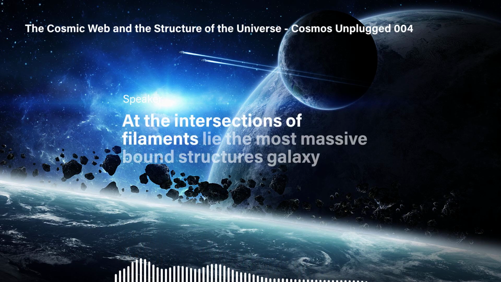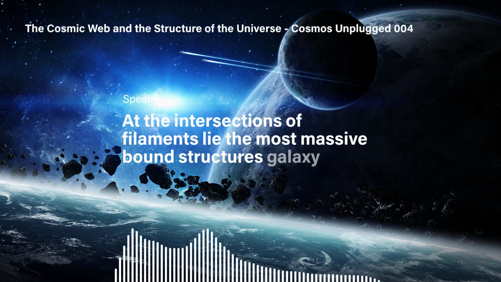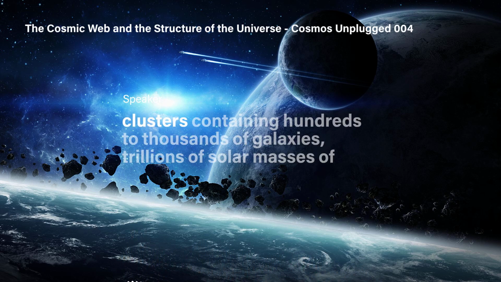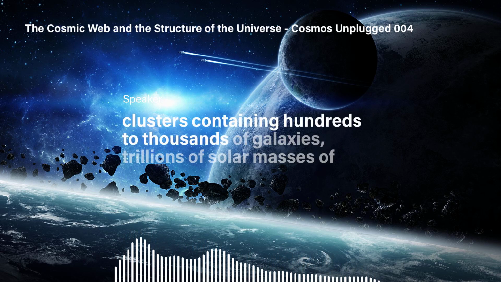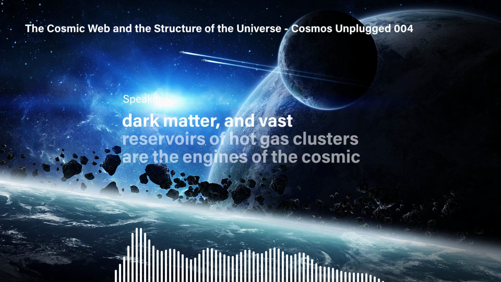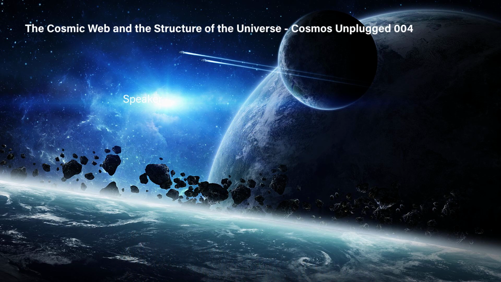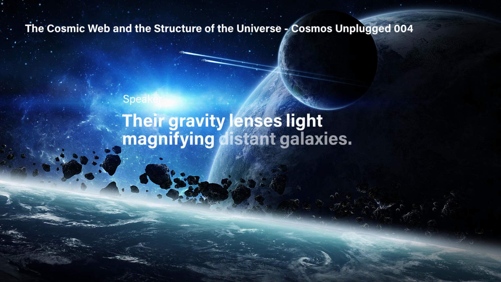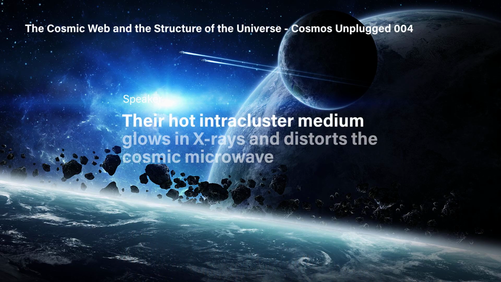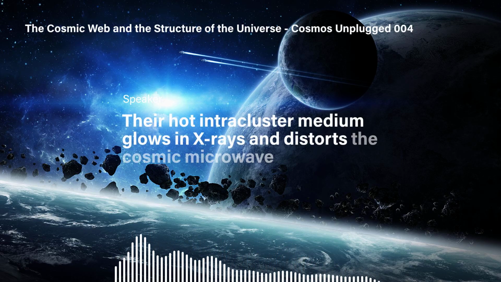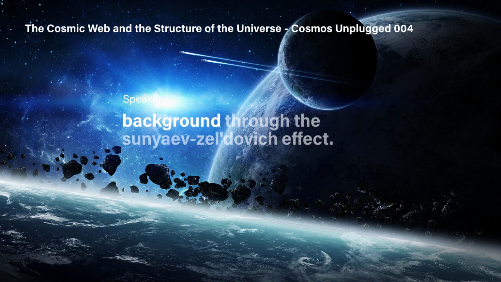At the intersections of filaments lie the most massive bound structures, galaxy clusters, containing hundreds to thousands of galaxies, trillions of solar masses of dark matter and vast reservoirs of hot gas. Clusters are the engines of the cosmic web. Their gravity lenses light, magnifying distant galaxies. Their hot intracluster medium glows in X-rays and distorts the cosmic microwave background through the Sunyaev-Zeldovich effect.